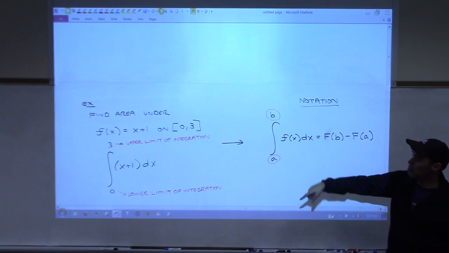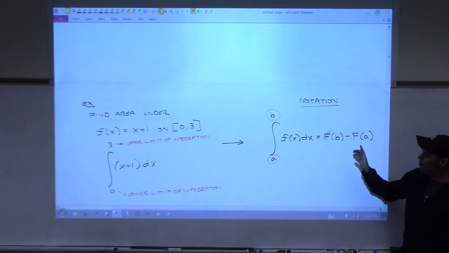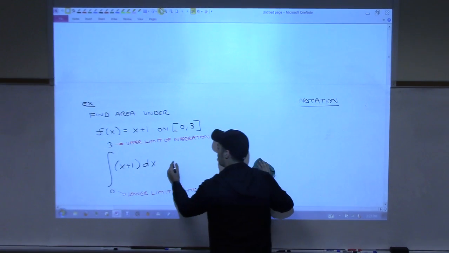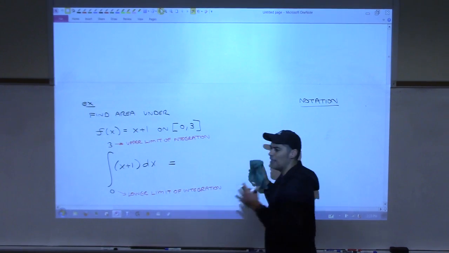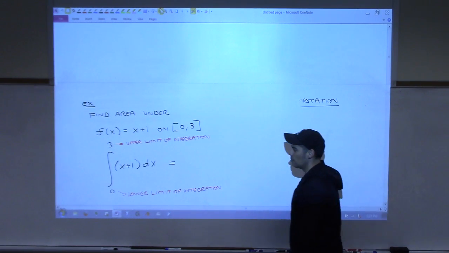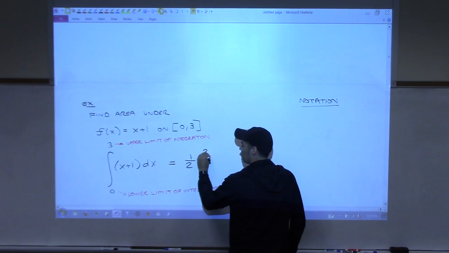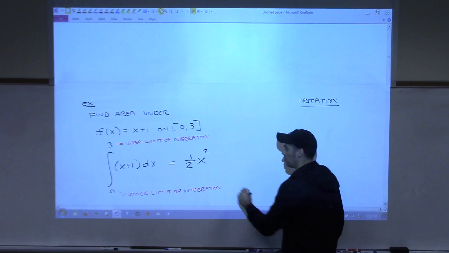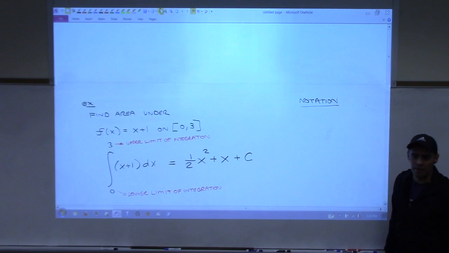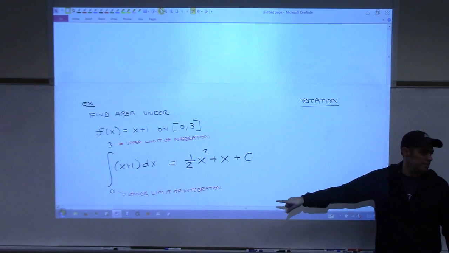So we have the lower limit of integration, the upper limit of integration. But all I need is the antiderivative, right? So the way that we actually write this out to make our lives easier is this. What we do first is we say this is equal to, let's just find the antiderivative. So what is the antiderivative of x plus 1? 1/2 x squared plus x plus c. Now you're going to see in a little while that c is not going to matter. But do you all agree that's the antiderivative? But I'm not done because I actually need to plug in the two endpoints into that, right?